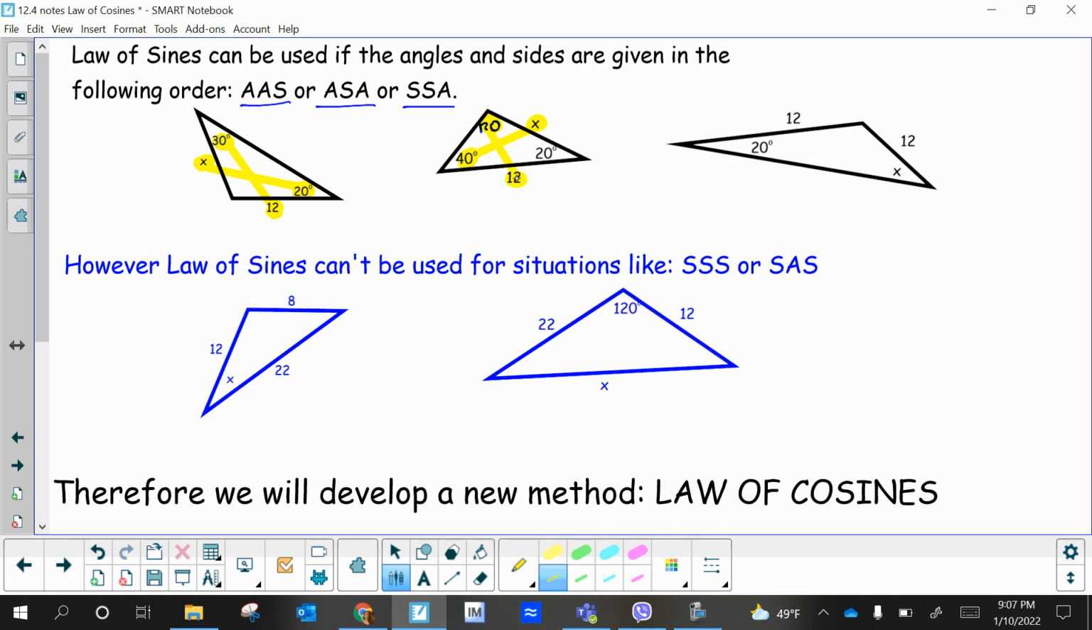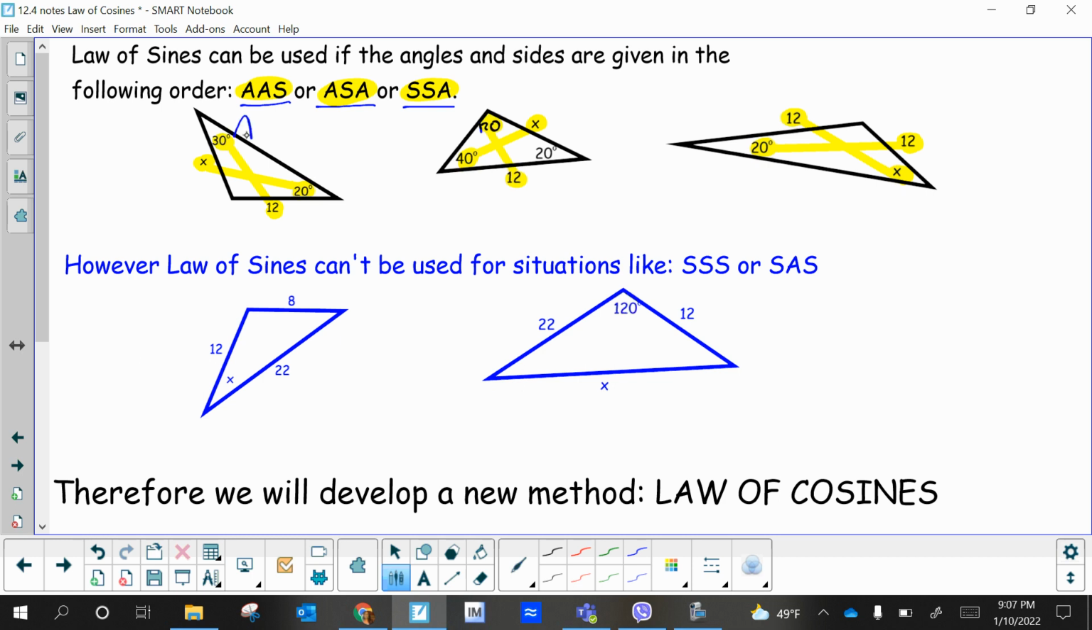So I know the opposites there once I figure that out. See how those are across from each other? Same thing here again. This one is across from the 12 that I'm going to use. This one is across from that. So I don't really get too caught up in remembering AAS, ASA, or SSA. But if you want to go about that route, you can see what's given here.